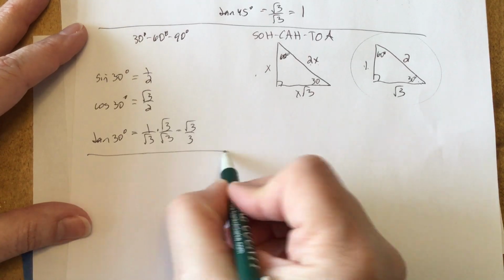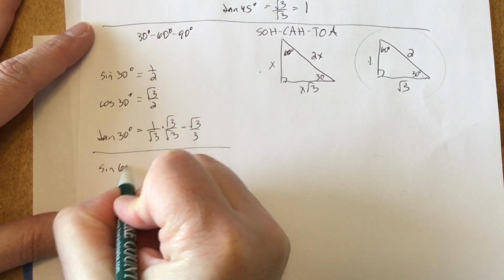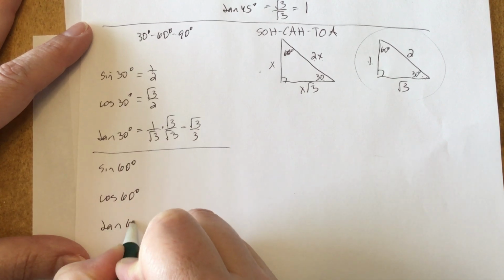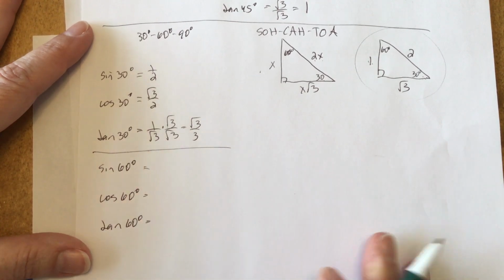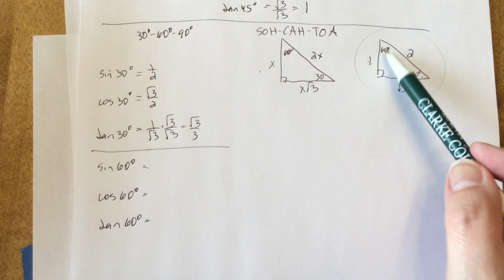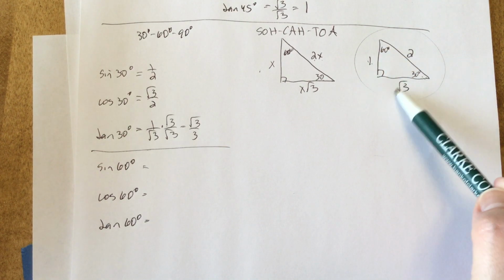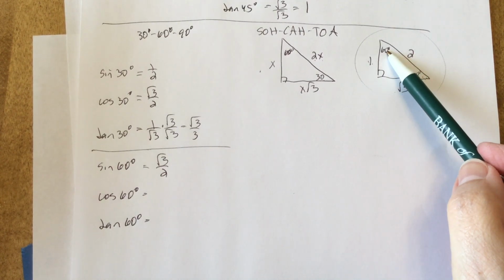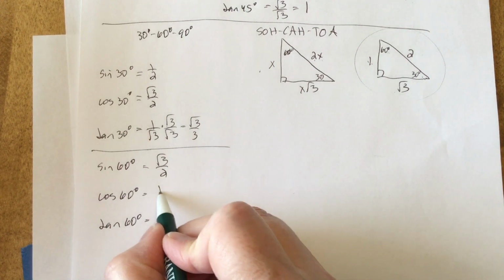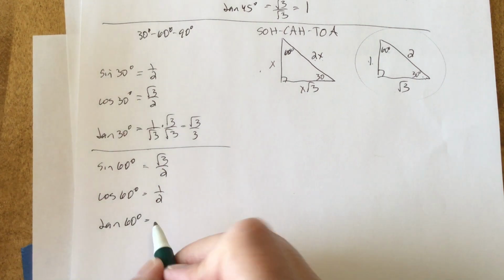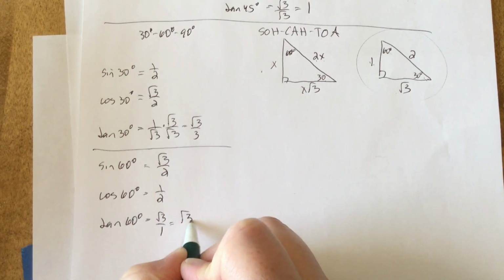Okay? Let's do the sine, cos, and tan of 60 degrees. Okay, now I can use the same triangle because it's got both angles in it. So I'm just going to go from this angle's perspective. Sine of 60 is opposite over hypotenuse, root 3 over 2. Cosine of 60 is adjacent over hypotenuse. And then tangent of 60 is opposite over adjacent. So root 3 over 1, which we know is just root 3.